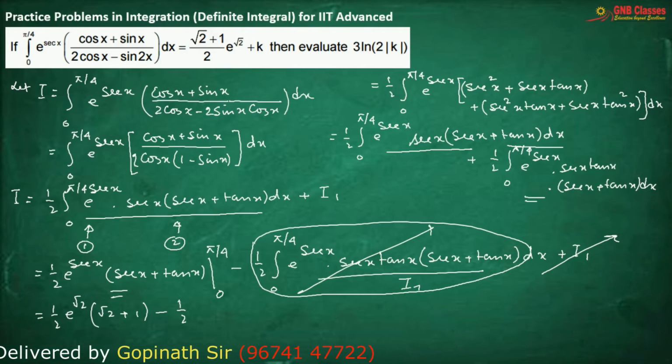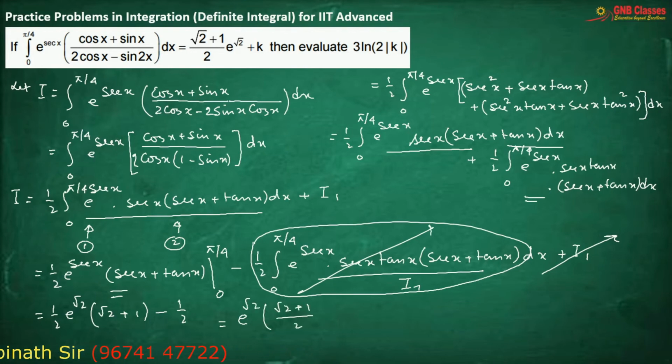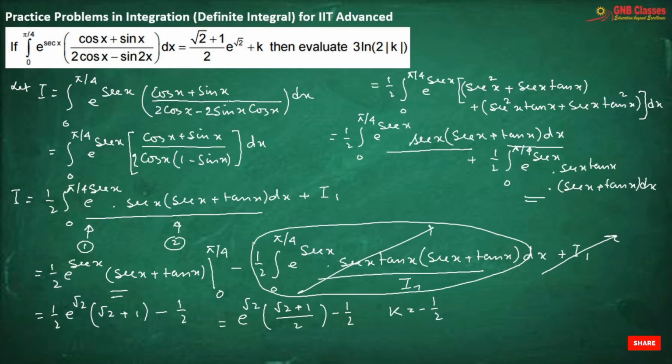So my final answer becomes this. Now if you compare with the right hand side, we get k is nothing but minus half. Is it clear? Therefore the value of 3 ln 2 mod k will be 3 ln 1, which is nothing but 0. Therefore my final answer, the required value of 3 ln 2 mod k, is nothing but 0. Have you understood this problem? Okay.